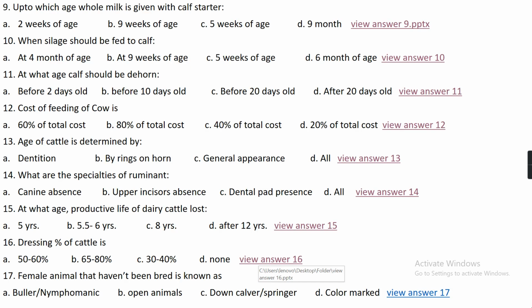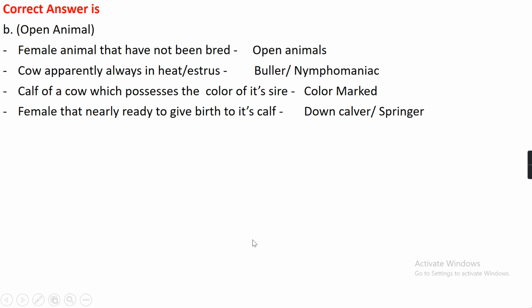Okay, a female animal that hasn't been bred is known as option A buller or nymphomaniac, option B open animal, option C down calver or springer, option D color marked. The right answer is option B, that is open animal.